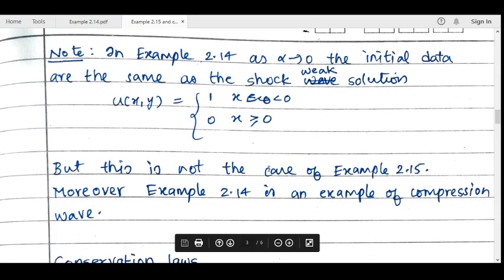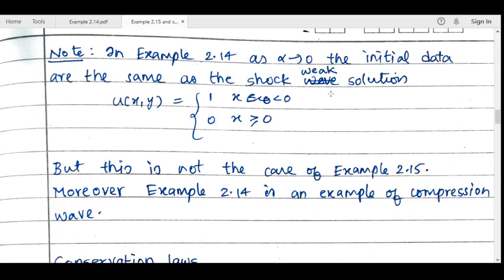Initial data are the same as the shock weak solution, because here we have 1 and 0. And in the initial data also, there we had 1 minus x by alpha. So when alpha tends to 0, we will get 1. So we have only two values, 1 and 0. So what we conclude is that in example 2.14, as alpha tends to 0, initial data and the shock weak solution are both the same. But in example 2.15, as alpha tends to 0, initial data is not the same as the solution. There we got the classical solution. They are not the same.